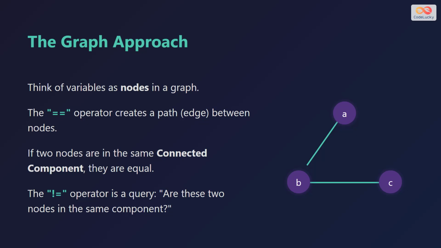This intuition leads us directly to a graph approach. Treat every variable from A to Z as a node in a graph. The equals operator creates a solid path or edge between nodes, merging them into a connected component. The not equals operator acts as a query or a check. It asks, are these two nodes currently in the same component?